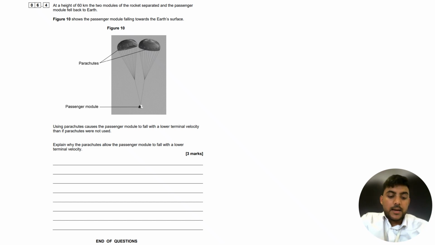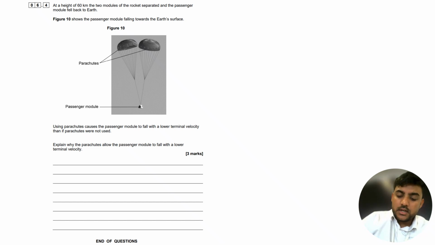So at the height of 60 kilometers, the two modules of the rocket are separated, and the passenger module fell back to the earth, and it's being slowed down by the parachutes. Parachutes cause the passenger module to fall with a lower terminal velocity than if the parachutes were not used. Explain why the parachutes allow the passenger module to fall with a lower terminal velocity. This is a tricky question in my opinion. It's asking for the second stage of the parachute diver question.